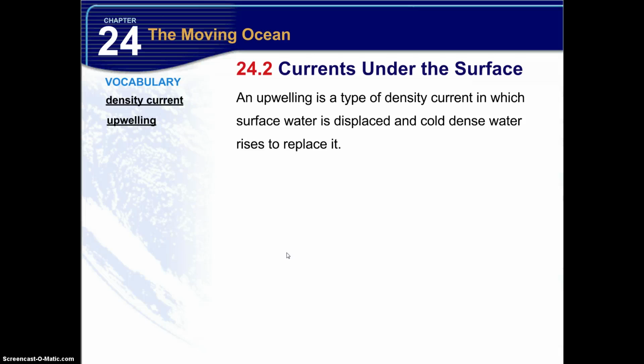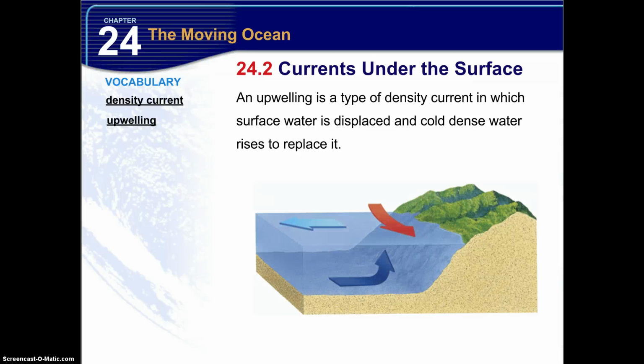Now, an upwelling is a type of density current in which surface water is displaced and cold, dense water rises to replace it. So surface water is displaced, the surface winds push that water out of the way, and cold water upwells to the surface.